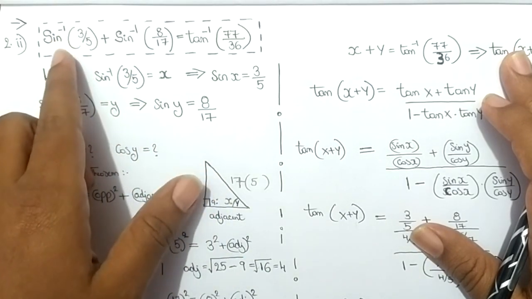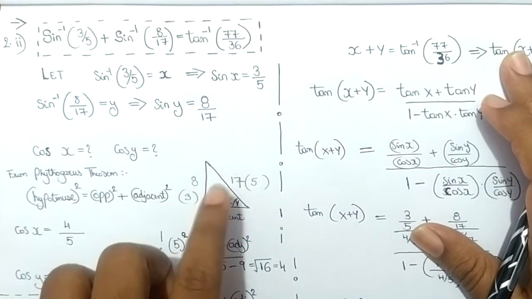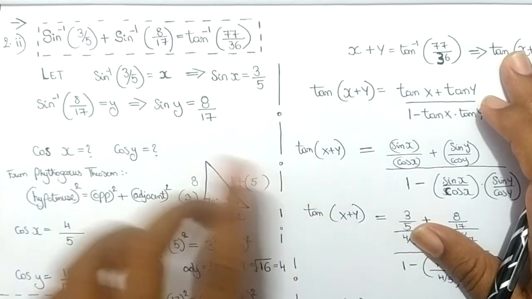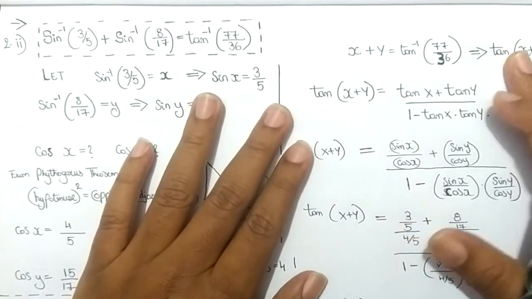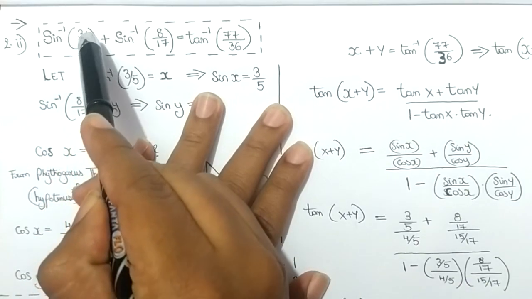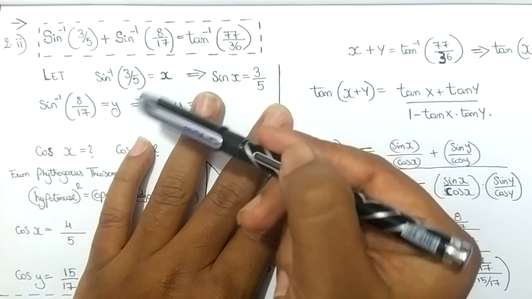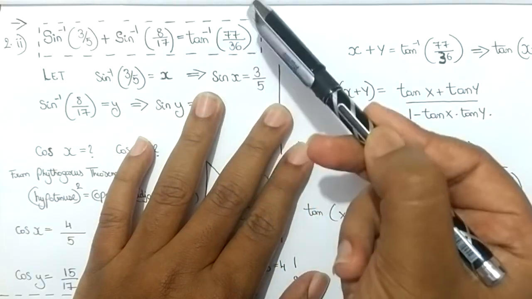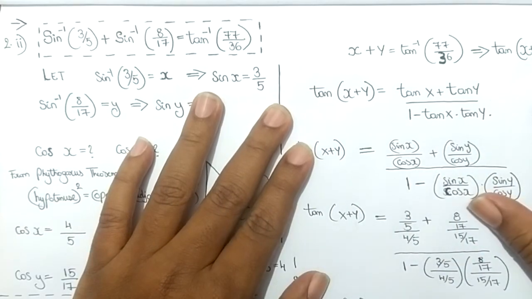Today we are going to deal with a type of problem where you need to draw a respective right angle triangle diagram. Here the second question is sine inverse of 3 by 5 plus sine inverse of 8 by 17 is equal to tan inverse of 77 by 36. Okay, now without wasting our time, we will get into our problem.